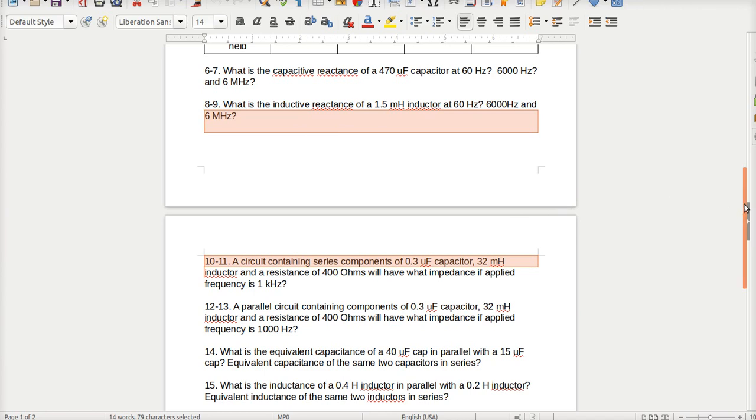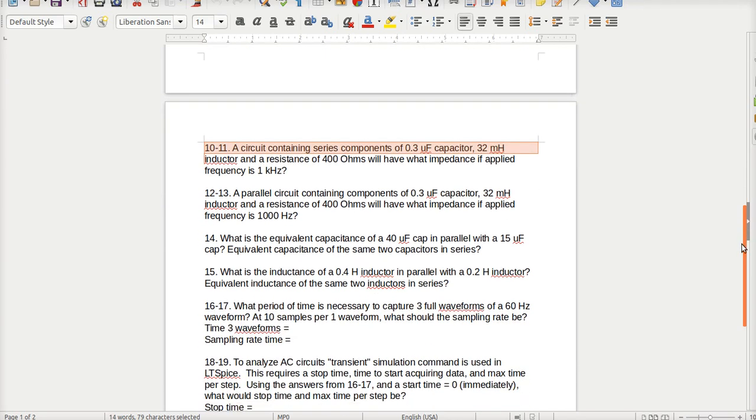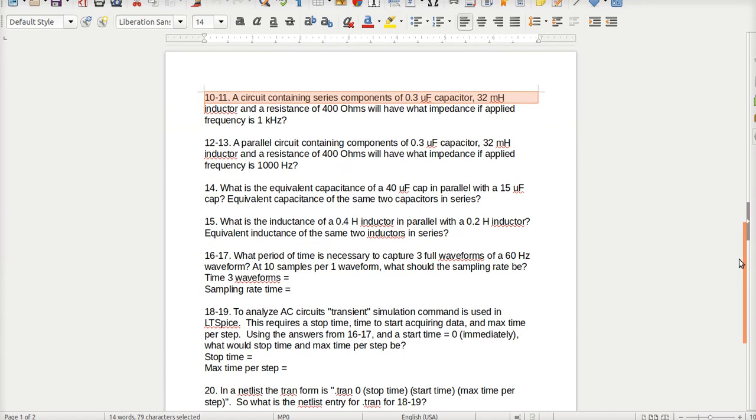1011. A circuit containing a series components of a 3 microfarad capacitor, 32 millihenry inductor, and a resistance of 400 ohms will have what impedance? What you will realize is your capacitive reactance is negative imaginary. Your inductive reactance is positive imaginary. And in a series circuit, if you have the ohms of capacitive reactance, inductive reactance, and the resistance, they're now all 3 vectors.